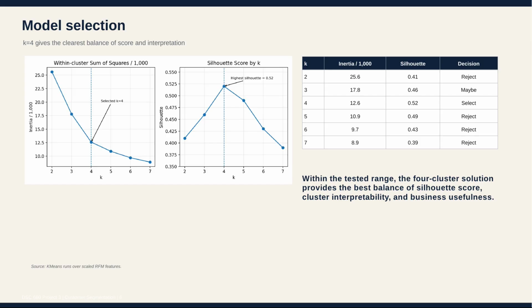Within the tested range, the 4-cluster solution gives the best balance of silhouette score, interpretability, and business usefulness. It avoids too few segments while also avoiding small artificial groups that would be hard to act on.